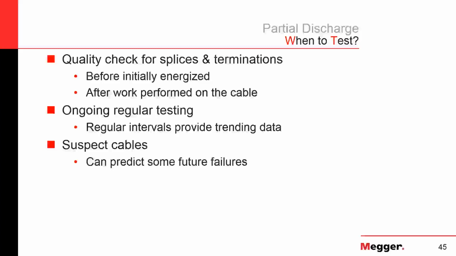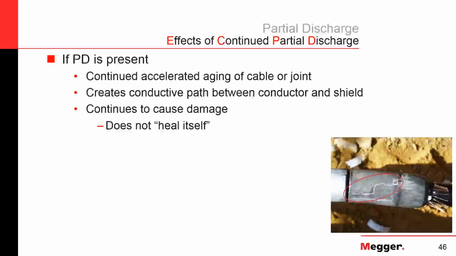That way we can get some trending data. We can also use it on cables that we suspect may be bad. Maybe it's been a troubled cable and we can find out more information about it, or we know that we've used a splice kit that we've had trouble with in the past and see if the splice kit on here is also in danger of failing.